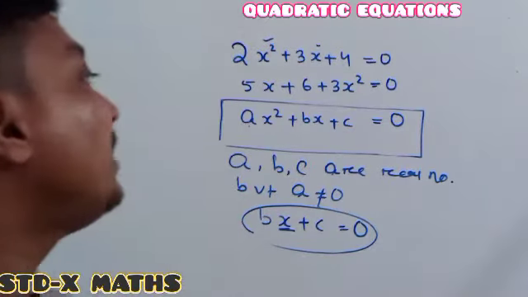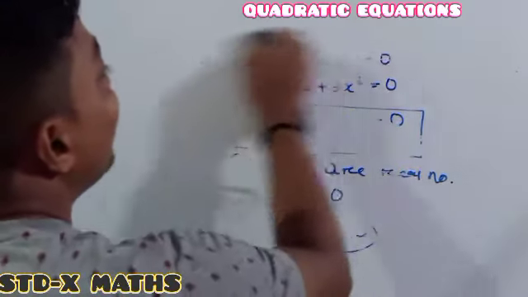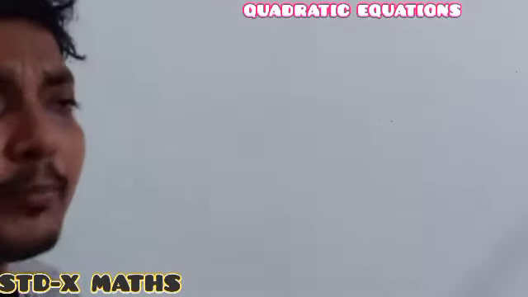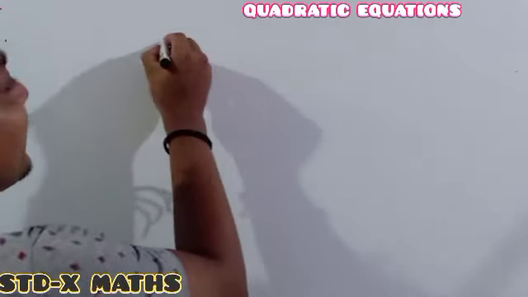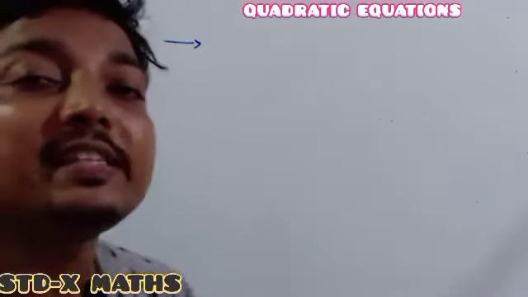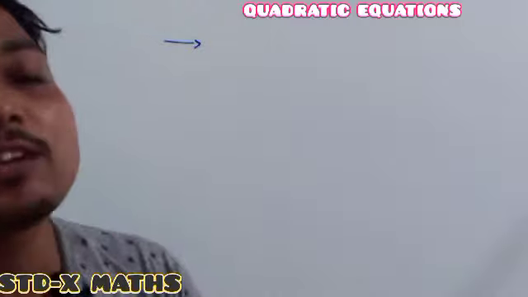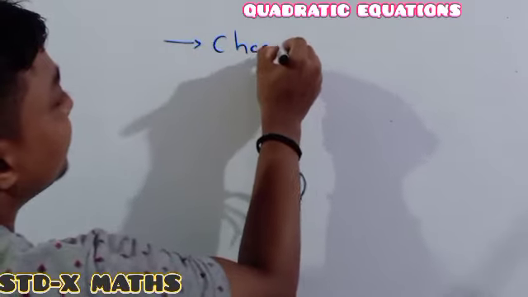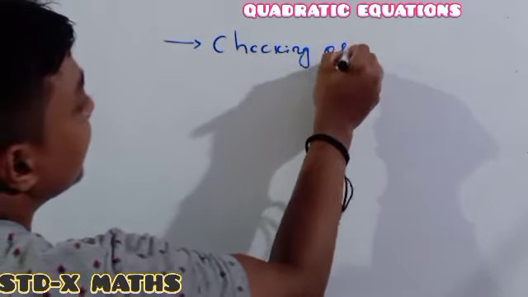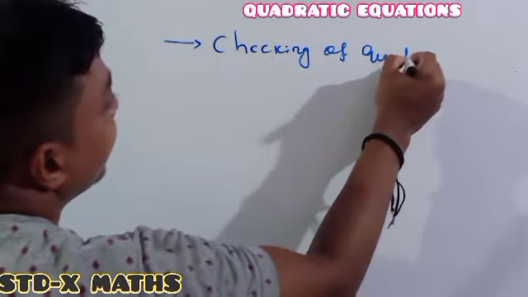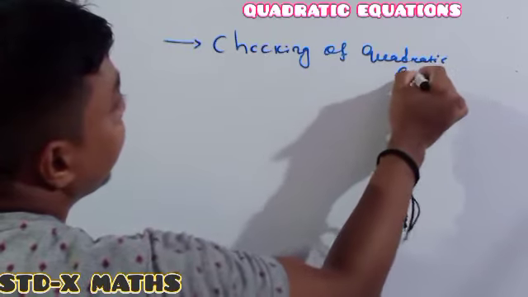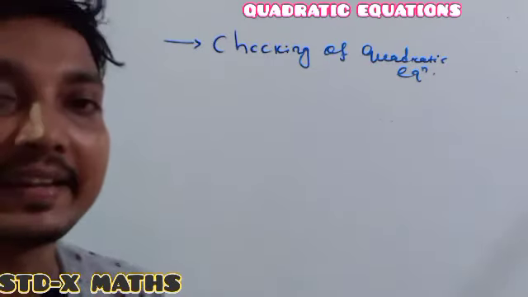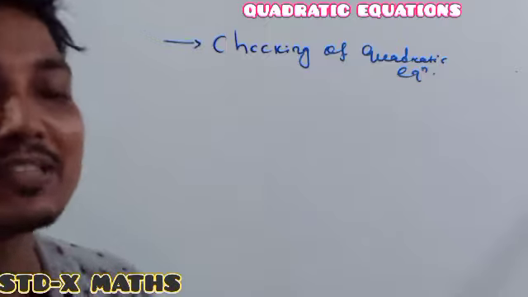Then I will tell you which things we are going to learn in this chapter. First important point: whenever any equation is given, we have to check whether the equation is a quadratic equation or not. So the first point we need to discuss is checking of the quadratic equation, whether the equation is in quadratic equation form or not.